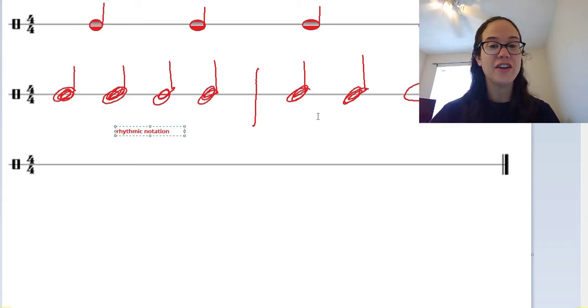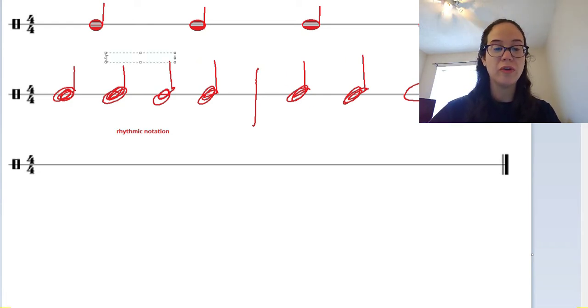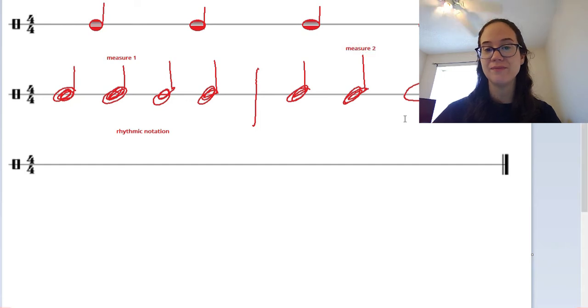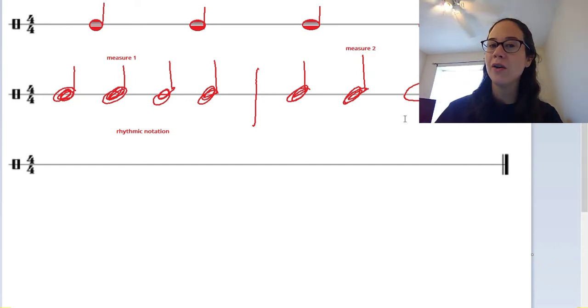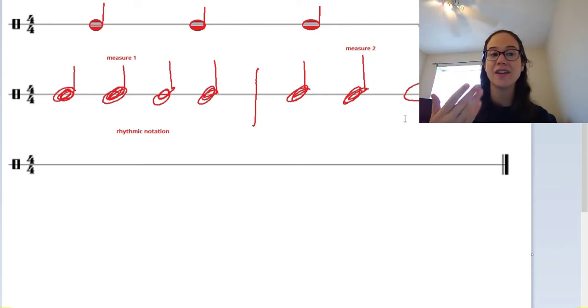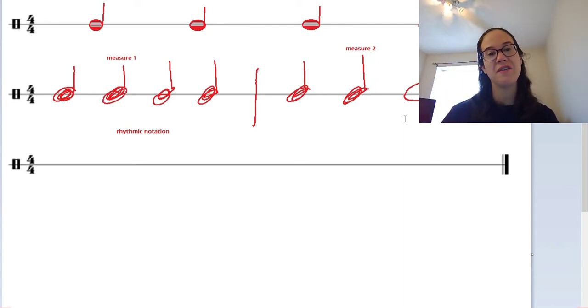And you've seen here that we talked about dividing this up into 2 measures. So here we have measure 1, which contains 4 beats. And here we have measure 2, which contains 4 beats. A measure is a small chunk of music, and we want to hear it in small chunks so that we can process once the song gets longer. So you have your second vocabulary word there.